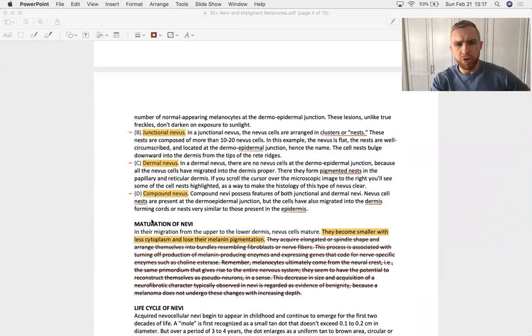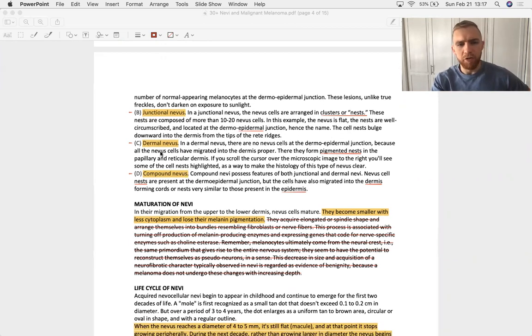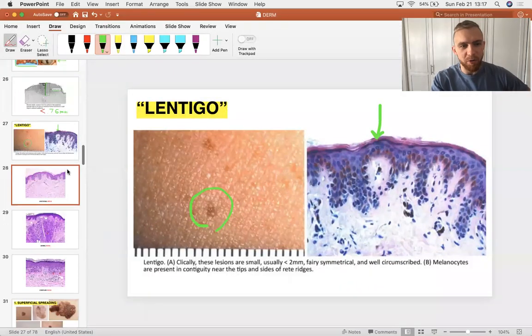Then there's a junctional nevus, in which nevus cells start to form nests. And it's called junctional because these nests are located at the dermoepidermal junction. And a couple other types of nevus are the dermal nevus, in which the nests are a little bit deeper down into the dermis rather than at that junction. And then there's the compound nevus, in which you see nests of nevus cells at the junction and deeper in the dermis.